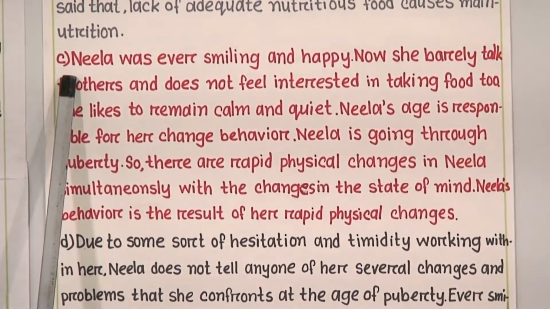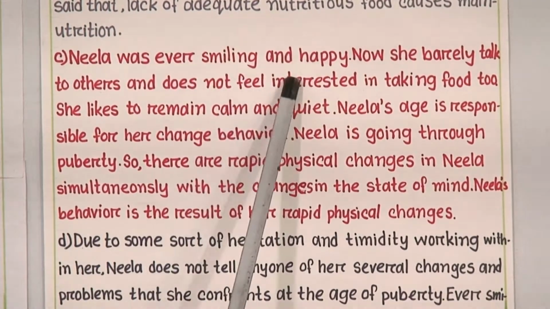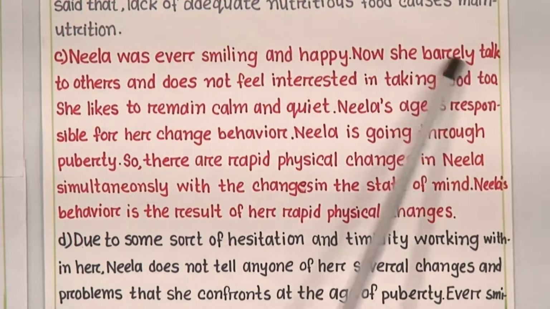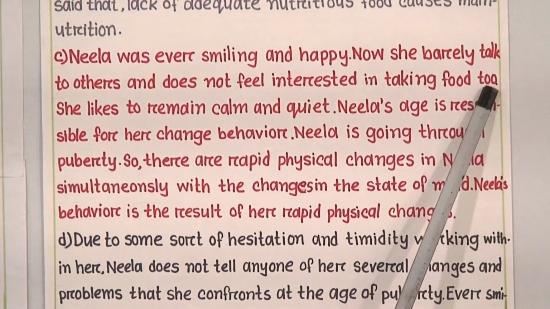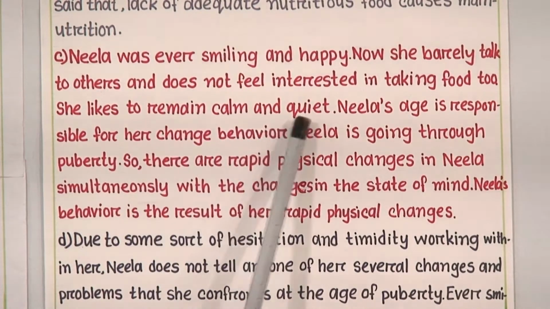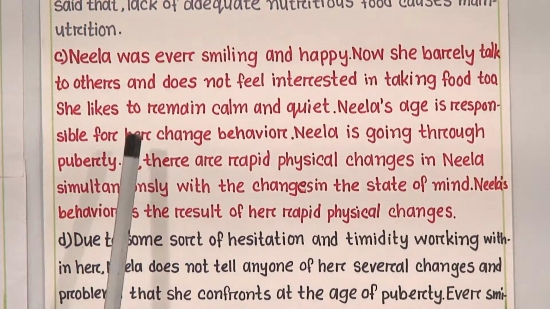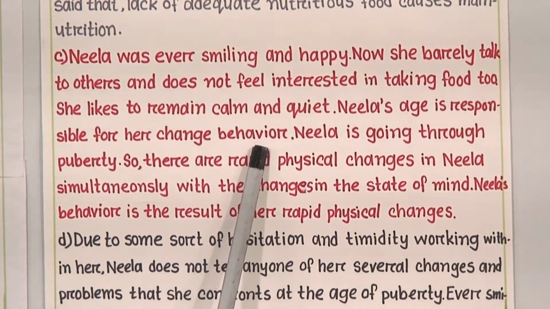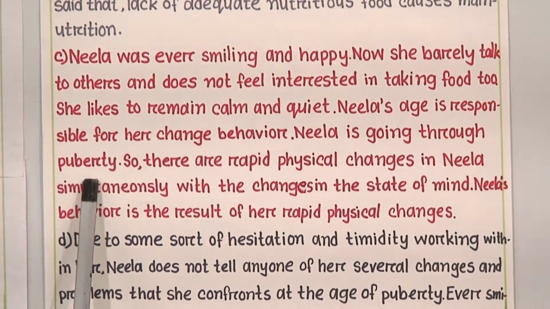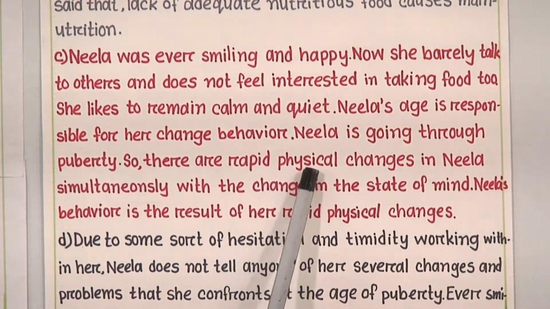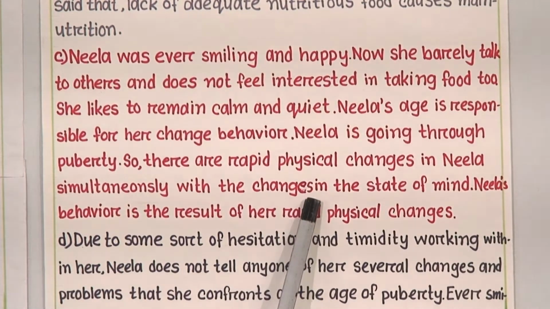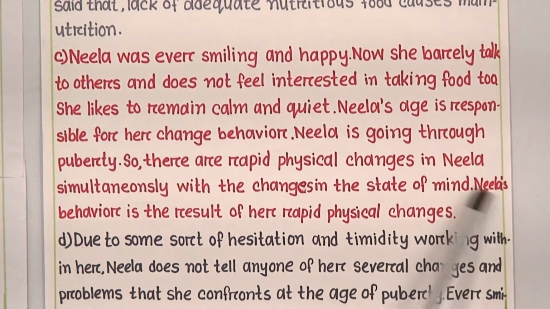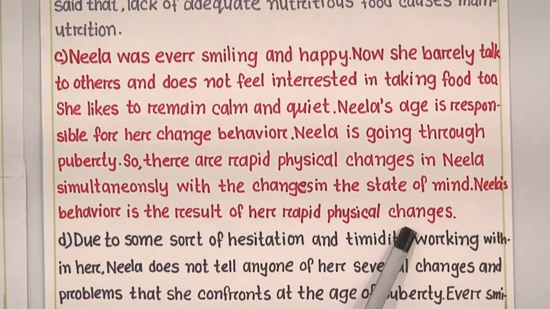Neela was ever smiling and happy. Now she barely talks to others and does not feel interested in taking food too. She likes to remain calm and quiet. Neela's age is responsible for her changed behavior. Neela is going through puberty. So there are rapid physical changes in Neela, simultaneously with the change in the state of mind. Neela's behavior is the result of her rapid physical changes.